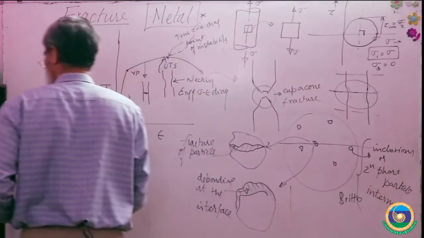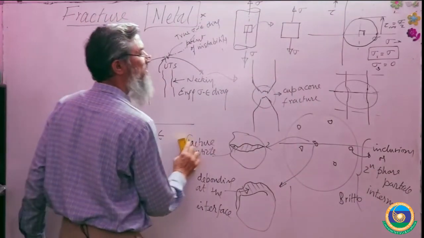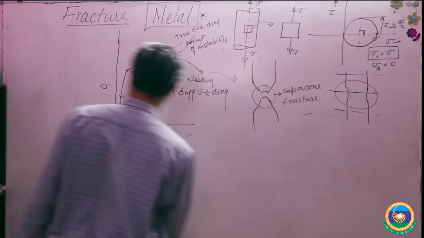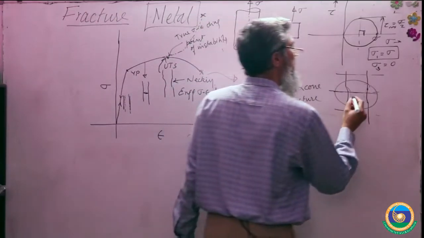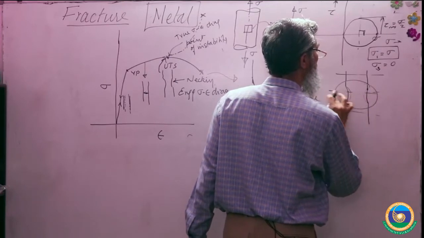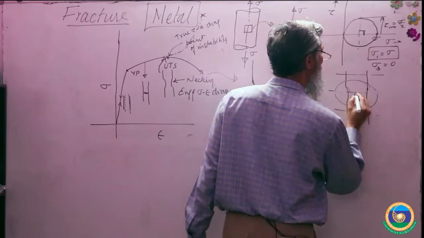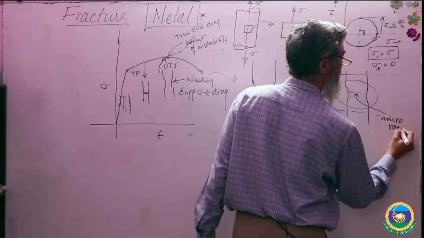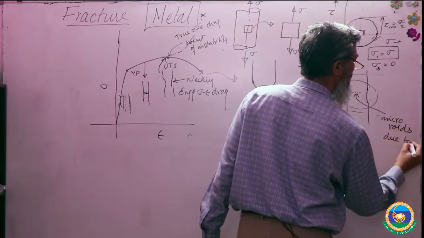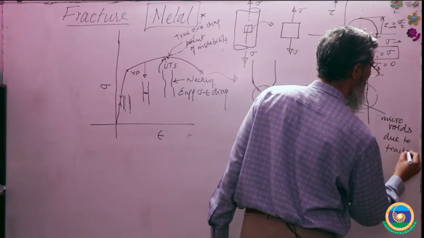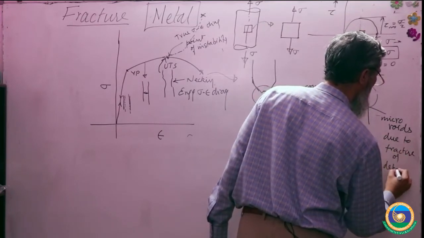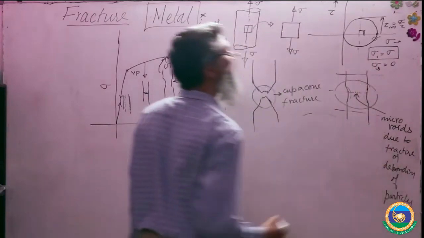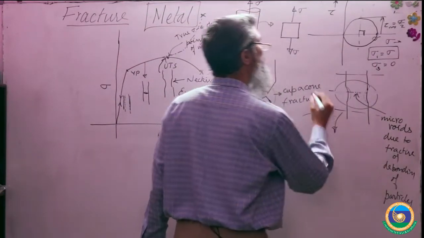So this kind of phenomenon occurs, and although we are applying tensile stress and the material is going to shear, there are some micro voids due to fracture or debonding of particles. So once this has formed, what happens?